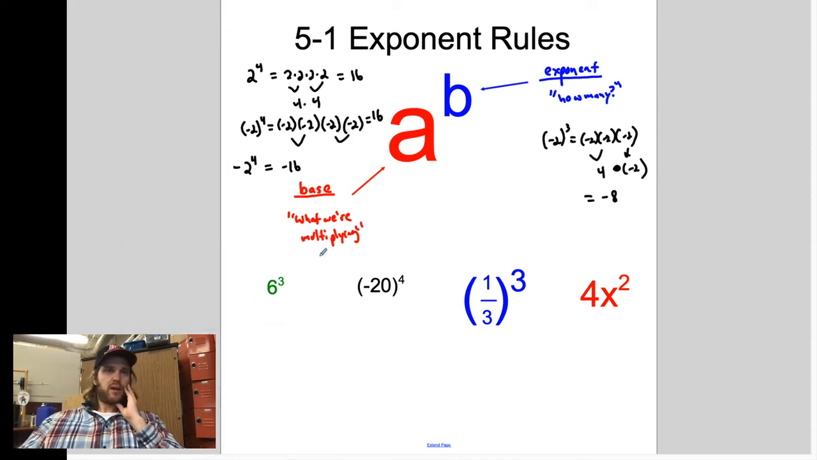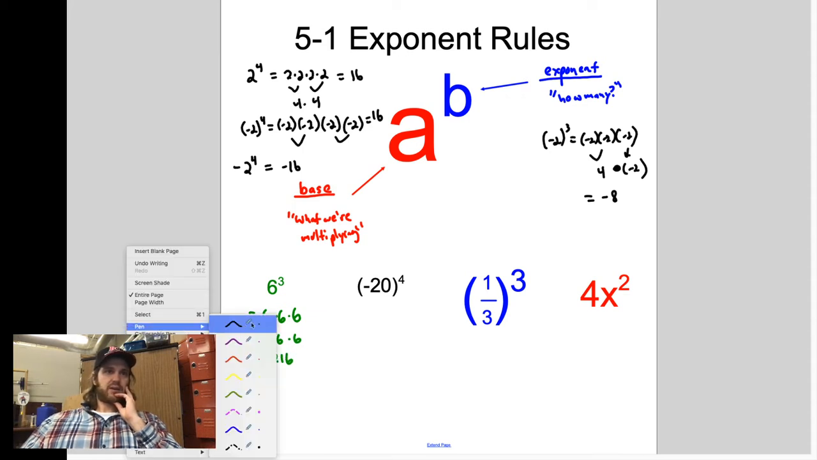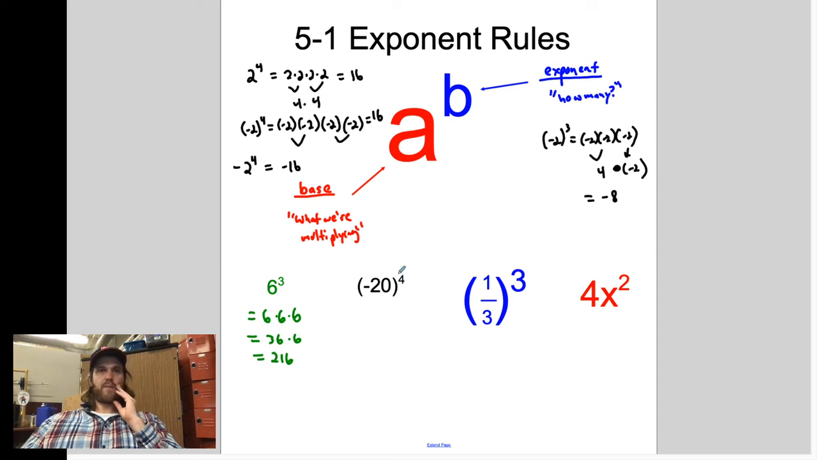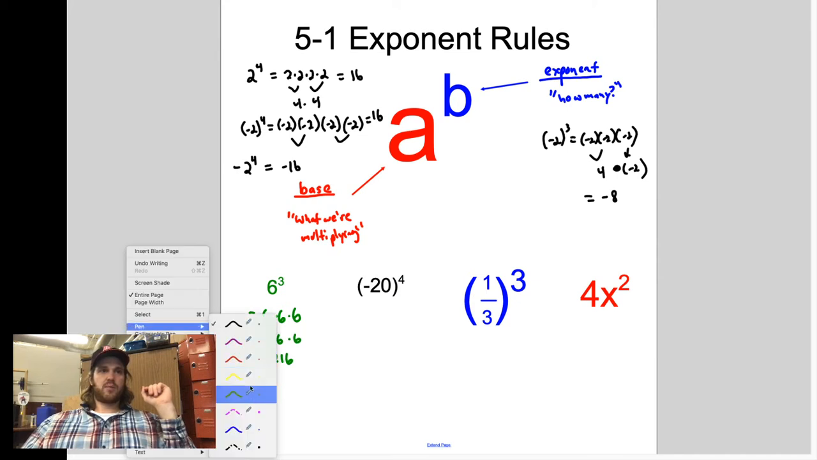Okay, here we go. In this case, the base is 6, the exponent is 3. If we wanted to simplify this, that would be 6 three times. 6 times 6 is 36, times 6 is 216. Fantastic. Okay, in black, let's take a look. Negative 20 to the 4th. The base here is negative 20. It's to the 4th power. I'm not going to multiply that out for you. I think it's basically the same as what I just did up above.